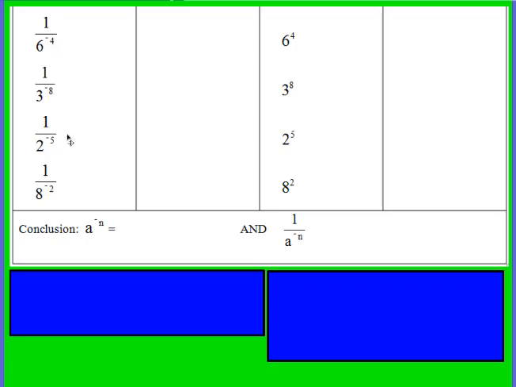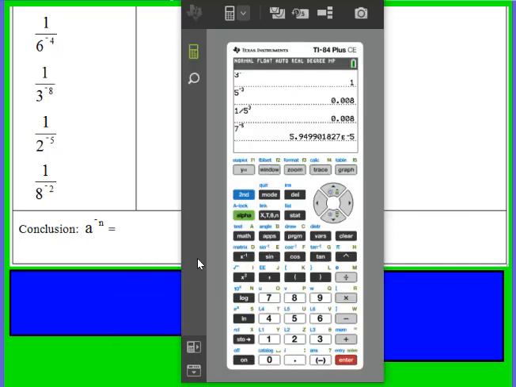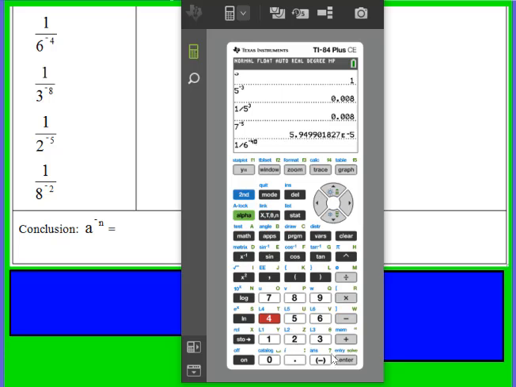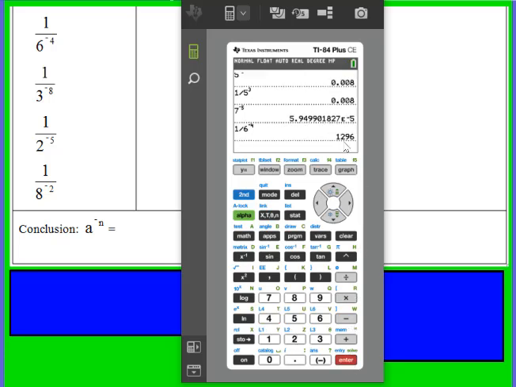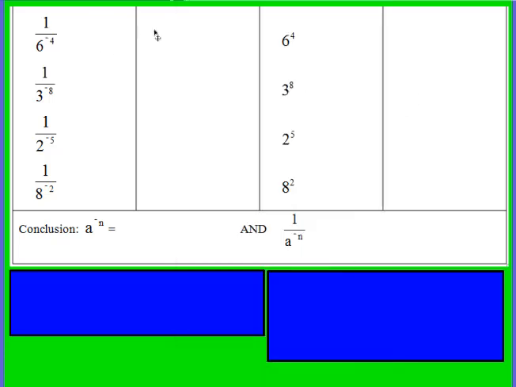So if we look at the other half of this, here we've got 1 over 6 to the negative 4th, and if we were to type that one into the calculator, 1 divided by 6 to the negative 4, we end up with 1296. We end up with a nice, pretty answer. And if you were to type in 6 to the 4th power, you would end up with the same thing.